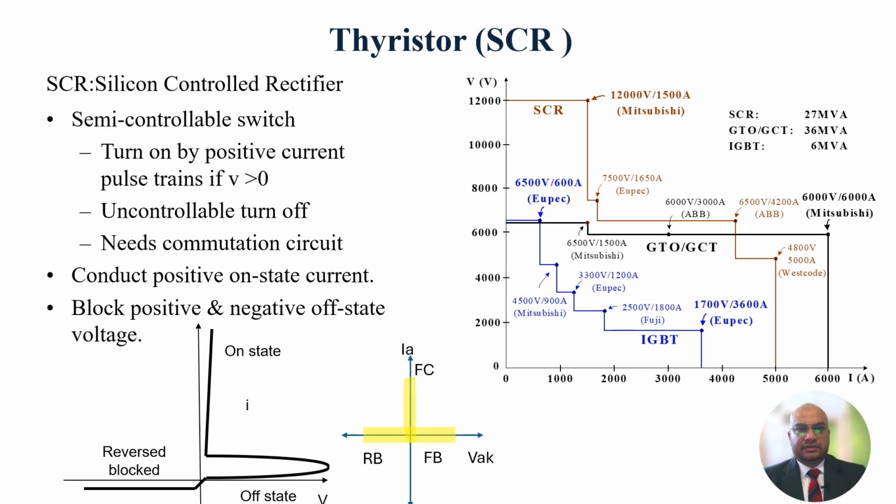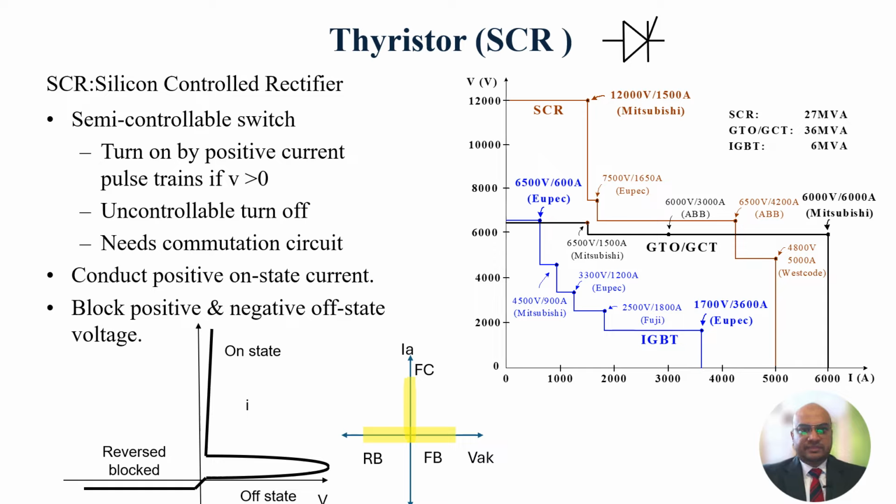Thyristor or silicon controlled rectifier is a semi-controllable switch. It can be turned on by providing a positive gate pulse across the gate terminal. It has an uncontrollable turn off feature. That means once it goes into the on state, it requires an external commutation circuit to bring it into the off state. We will see and cover the triggering circuits in the later stage of the video.